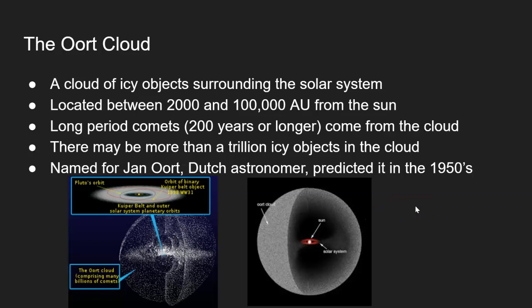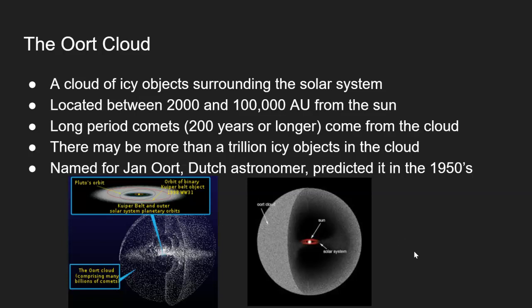The Oort cloud is something way, way out beyond even where our dwarf planets are. This is a cloud of icy objects surrounding the solar system, and this is where we think most of our comets come from. It's located between 2,000 and 100,000 astronomical units from the sun. The very long period comets, so 200 years or longer, come from this cloud. There may be more than 1 trillion icy objects out there. It's named for Jan Oort, a Dutch astronomer who predicted it in the 1950s.